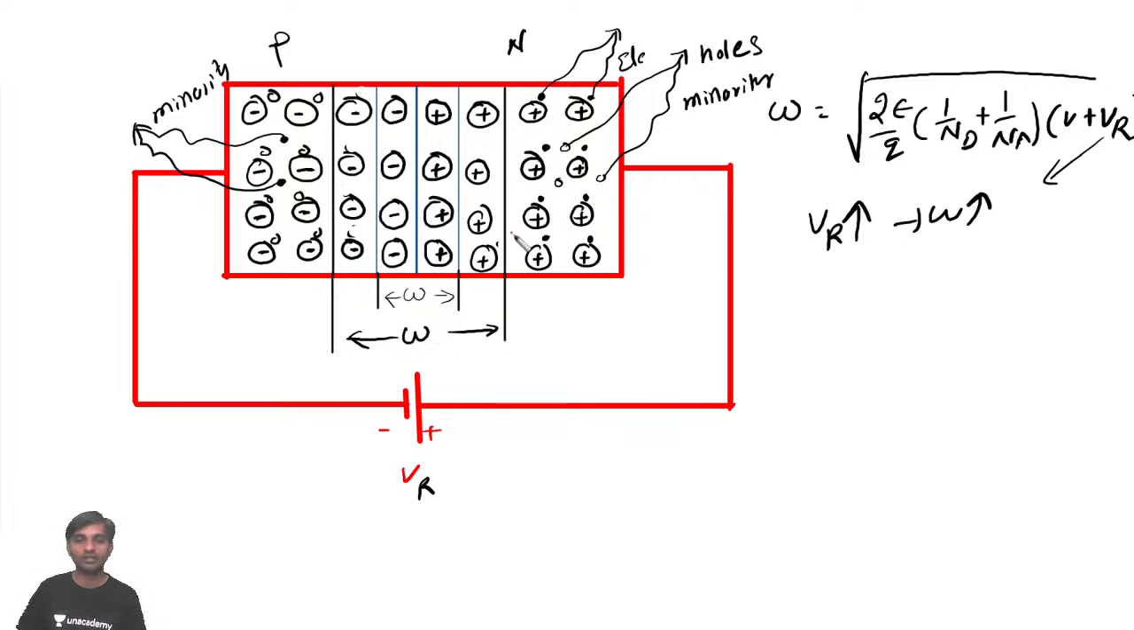But there exists a small current which is because of minority charge carriers. What are the minority charge carriers in the N region, sir? Holes. The minority charge carriers in the P region are electrons. These electrons will be repelled by the negative terminal of the battery, and the holes will be repelled by the positive terminal of the battery. Slowly they will move towards the junction, because of which a small current will flow, and that current is called reverse saturation current.